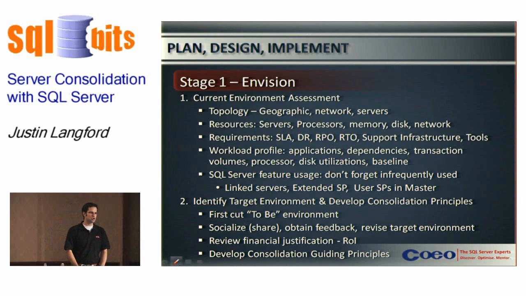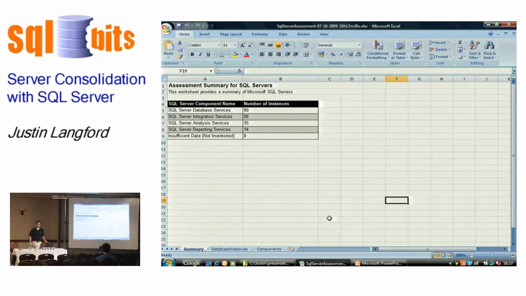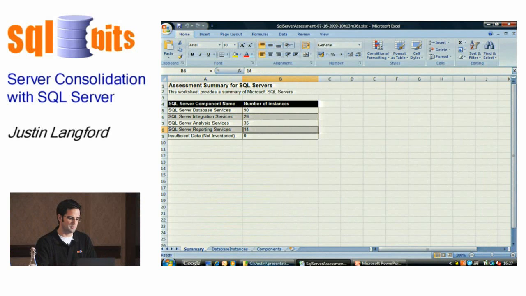And there's actually a tool which I've got a link to a bit later on called the Microsoft Assessment and Planning Toolkit. And we can run this against an environment, and basically it makes an inventory of everything that's running in the environment. And I've got an example here where we've got an inventory of database servers, integration, analysis services, and reporting services. So we've got a summary of everything that's running in the environment at the moment.